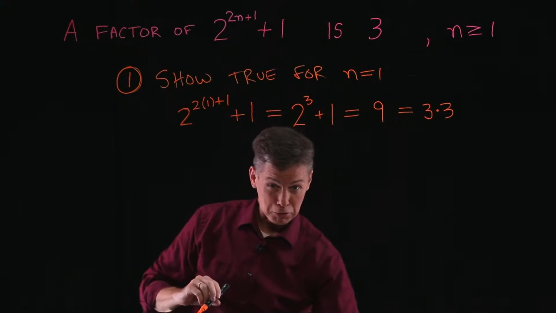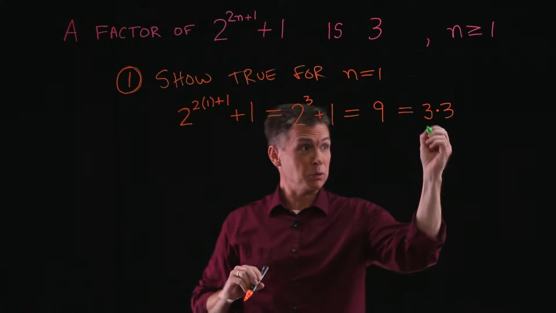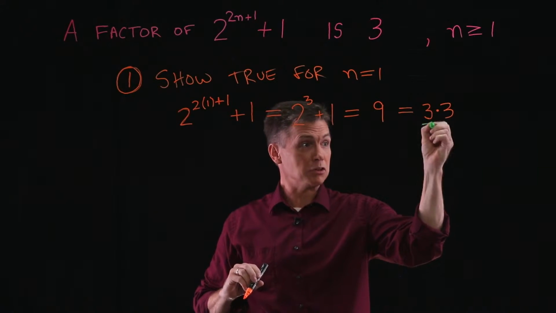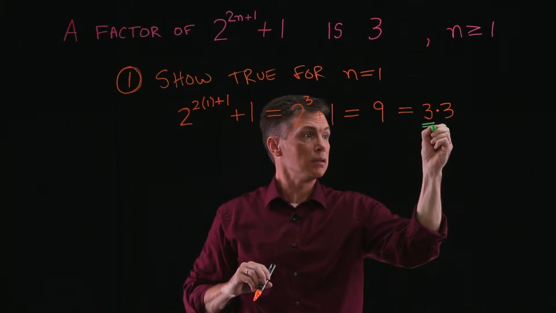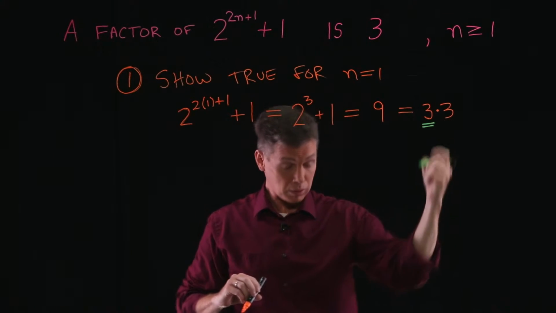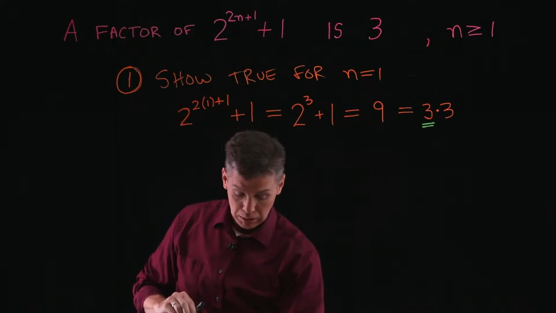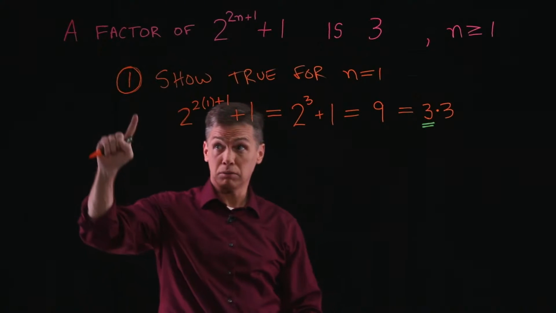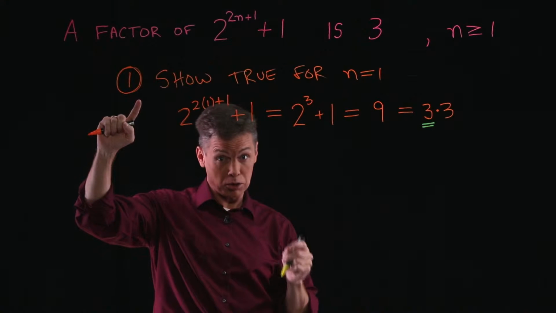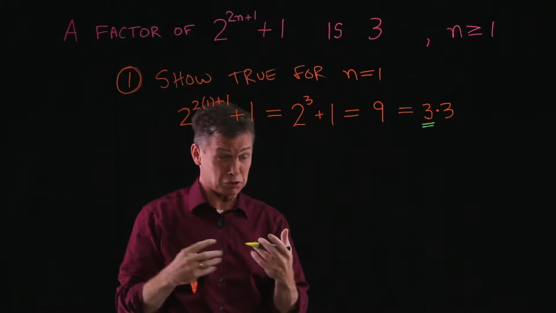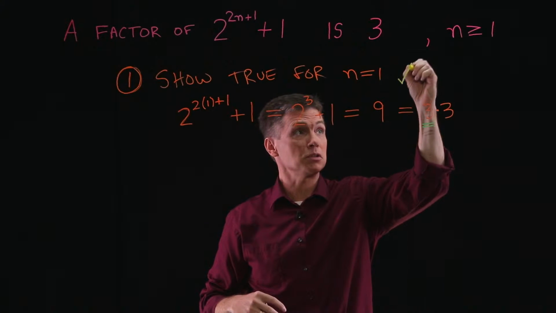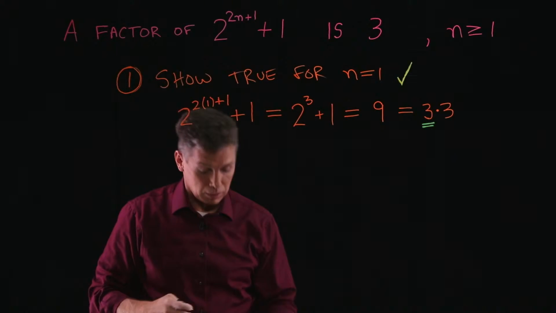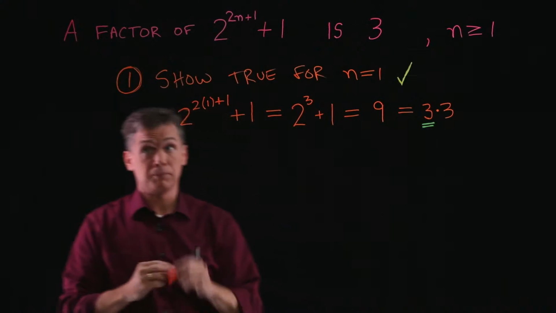You can actually pick whichever 3 you want, but when we say 3 is a factor of the expression, that means we have 3 times something. Okay? All right, which means step 1 for mathematical induction, show that it's true for your first case, your first value of n, that has been accomplished. Okay? All right, moving on.